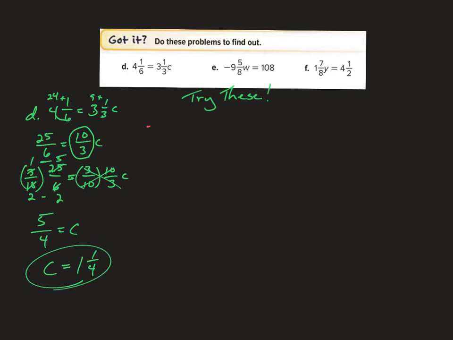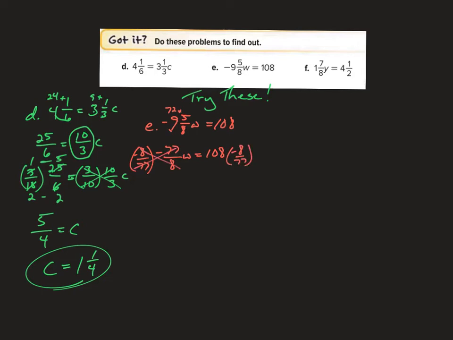Okay, for problem E, we've got -9 5/8 W equals 108. So we got some larger values here. We're going to convert this mixed number to an improper fraction. So 8 times 9 is 72. 72 plus 5 is 77. So we get negative 77 over 8, W, equals 108. Now we're going to multiply both sides of the equal sign by the multiplicative inverse of negative 77 over 8, which is negative 8 over 77. Don't forget the negative sign.